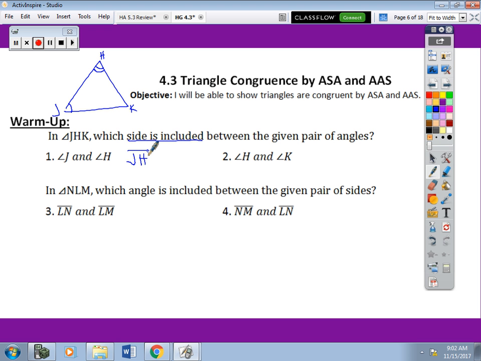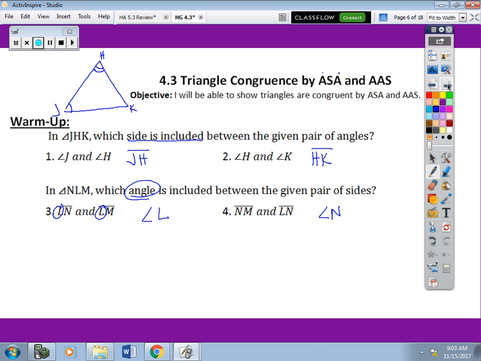Between H and K, what side would be included? Between angle H and angle K, Marquise? Segment HK. Yep. All right, switching triangles, NLM. Which angle is included between the two given sides? What angle would be included between LN and LM? Lauren? Angle L. Notice that they share those in common. And the next one? Included angle, no? Angle N.